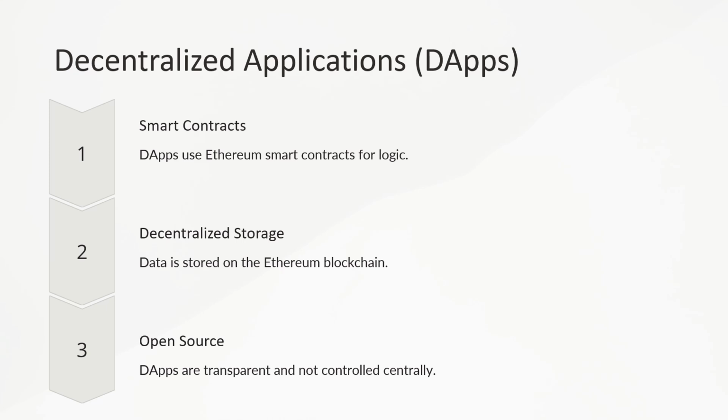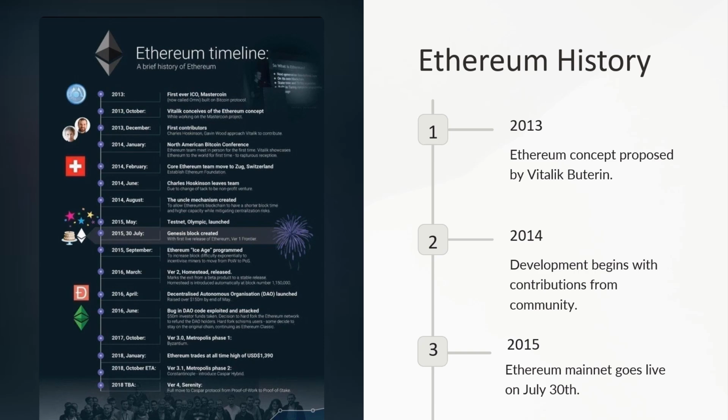Now let us look into Ethereum's history. Ethereum was conceived by Vitalik Buterin in 2013. Development began in 2014 with widespread community involvement, and the Ethereum mainnet was launched on 30th July 2015.